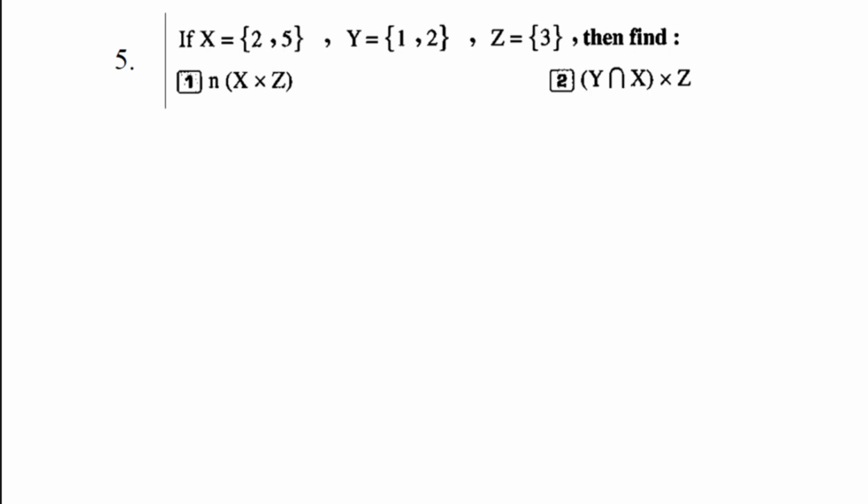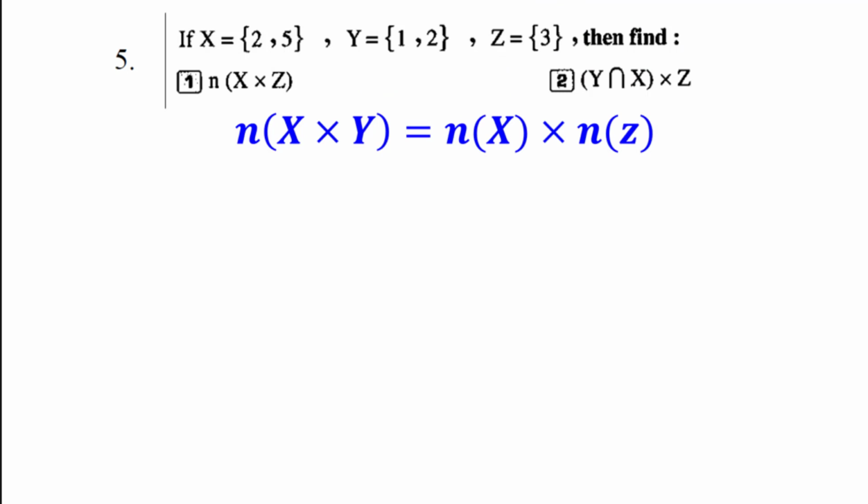Number 2, find the Cartesian product of y intersect x and z. Now, the number of elements of the Cartesian product equals the number of x times the number of z. Look at x, guys, we have just 2 elements. Look at z, just 1 element. Now 2 times 1 equals what? Equals 2. We have 2 ordered pairs here, so 2 times 1 equals 2.